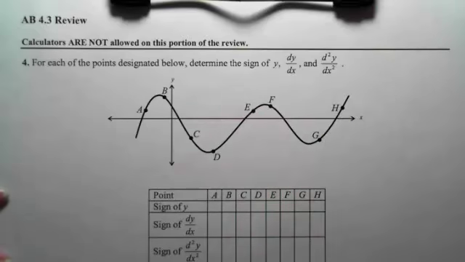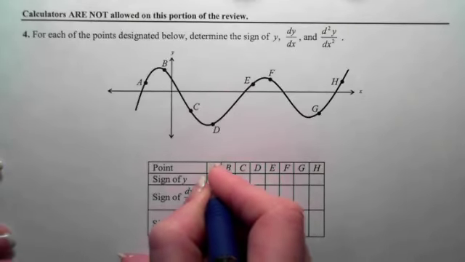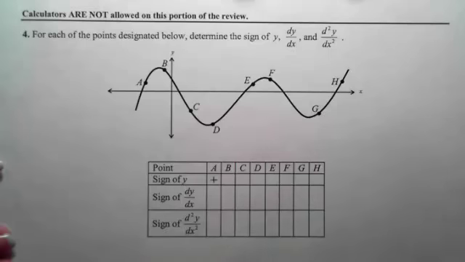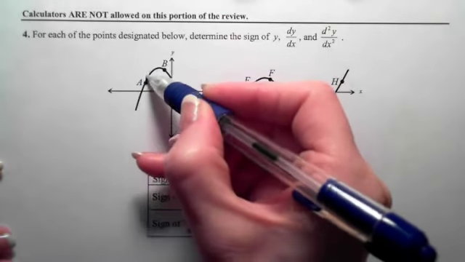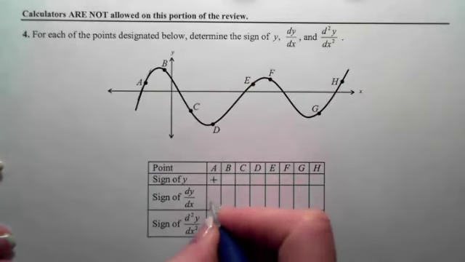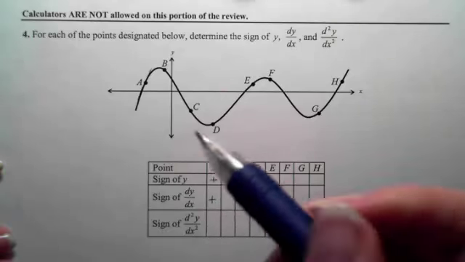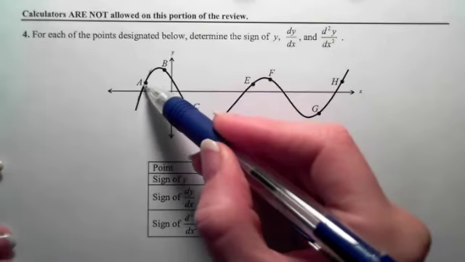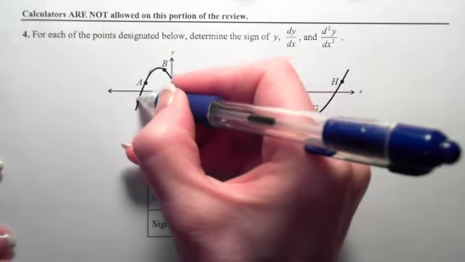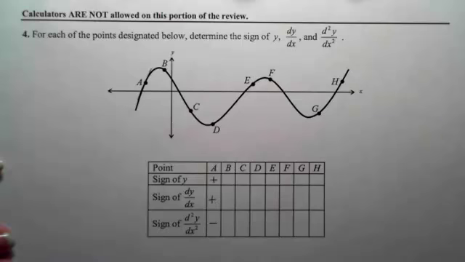If we look at point A, we can see that the y-coordinate is above the x-axis, so the sign of y will be positive. If we look at the slope at A, we're drawing a tangent line at A. If I draw that tangent line at A, we can see that it has a positive slope. The second derivative, or the concavity, we can either look and see that we are frowning here, or we can see that the tangent line is actually above the curve. So both of those are indications that the second derivative is negative.